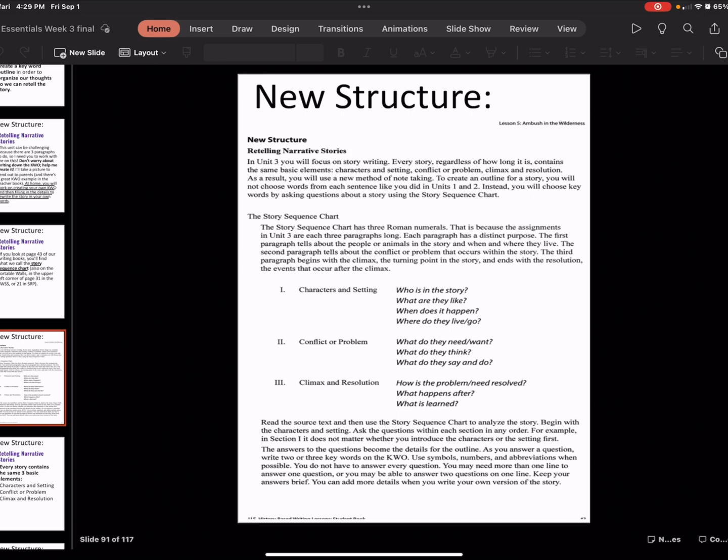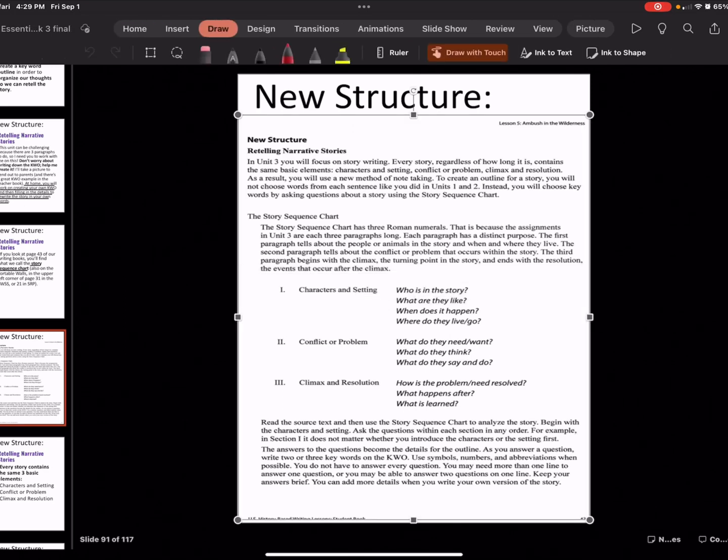In Unit 3, you will focus on story writing. Every story, regardless of how long it is, contains the same basic elements: character and setting. Oh, it's not wanting to work. Hold on a minute here. Yep, we're at 60. Okay, so characters and setting. Conflict or problem, and climax and resolution.